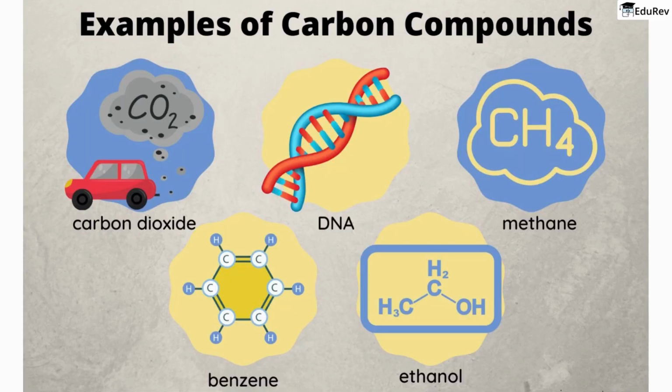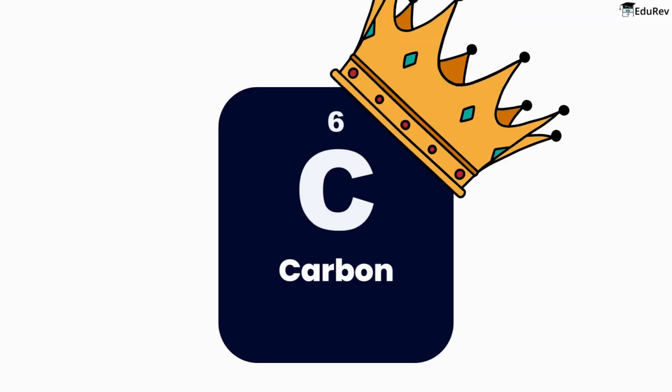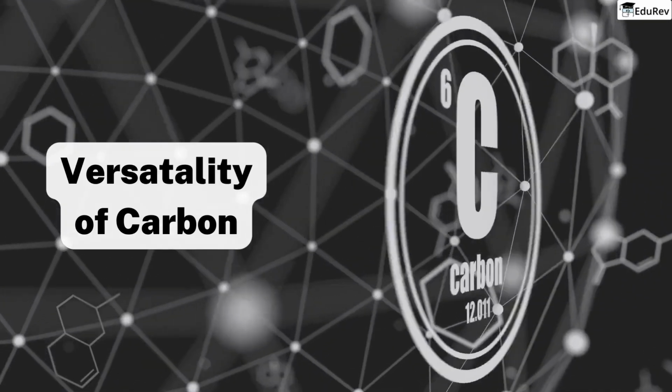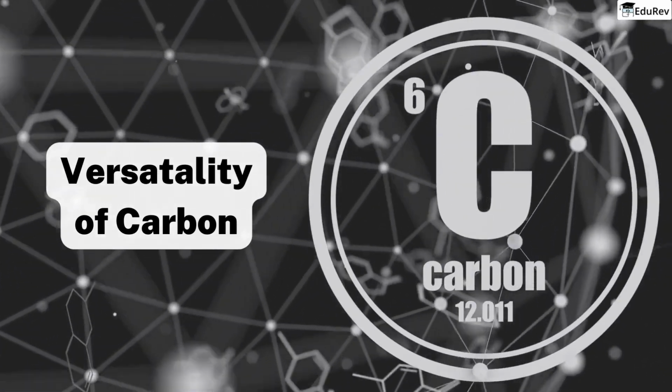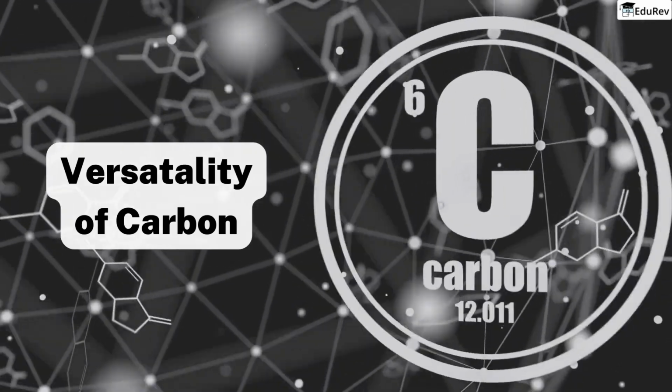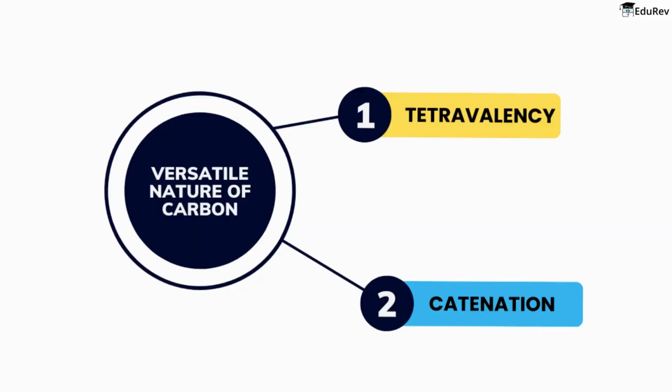Now, in the beginning of the video, we discussed how there are millions of carbon compounds known to man. It is clearly evident that something is different with carbon, but what is it that makes it so unique? It is the versatile nature of carbon that helps carbon to form a large number of compounds. Mainly, the versatile nature of carbon is due to 2 properties of carbon: tetravalency and catenation. The first property is tetravalency. Tetra means 4, which means that the valency of carbon is 4.